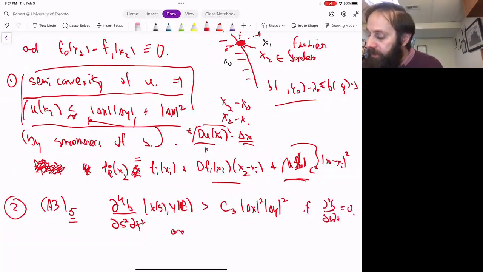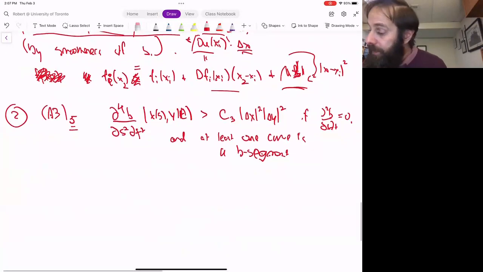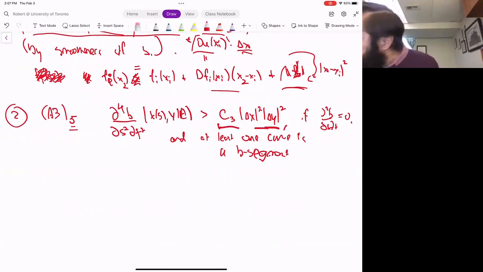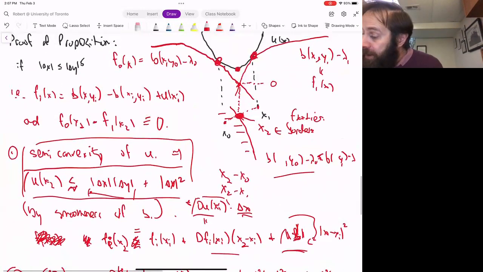And at least one of the curves is a B segment. One curve is a B segment. I mentioned this when we were proving Lopez's maximum principle in the last class, that you can quantify the positivity of this fourth mixed partial. But okay, so now I want to somehow apply this.